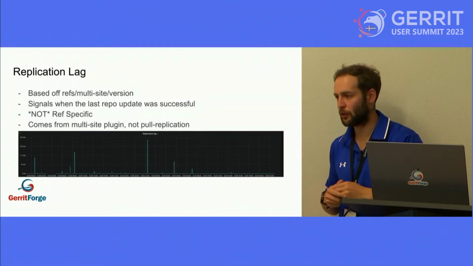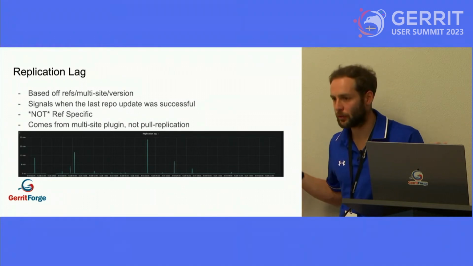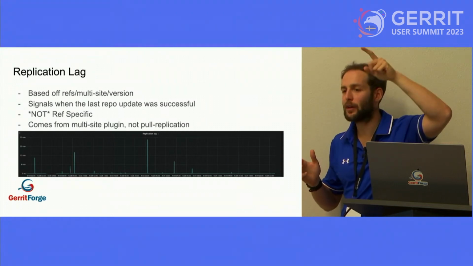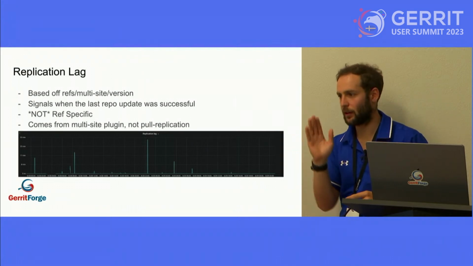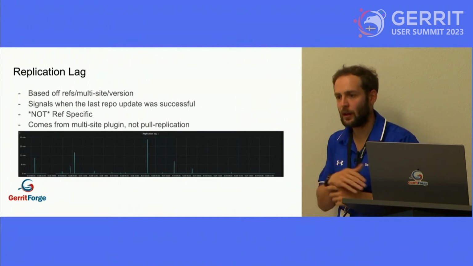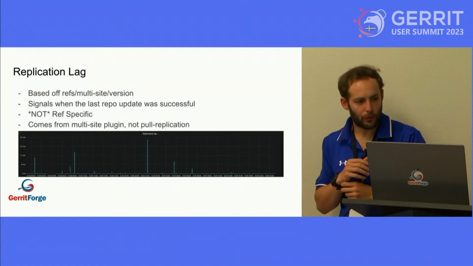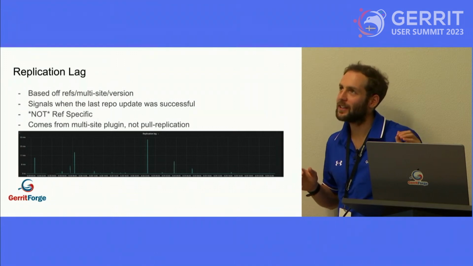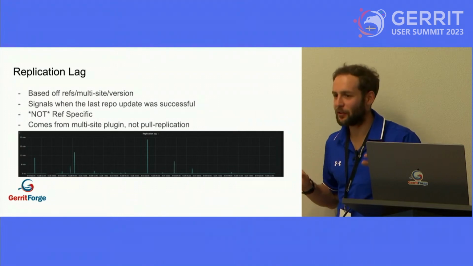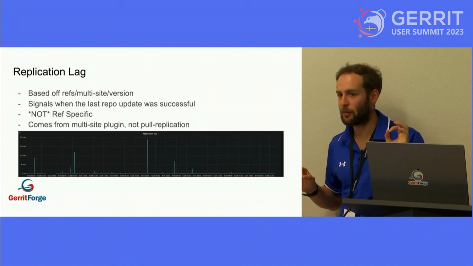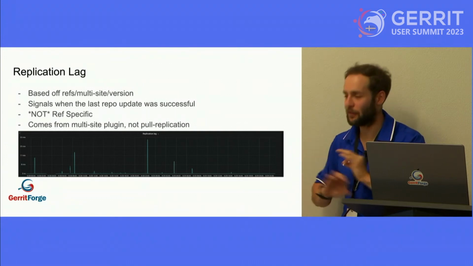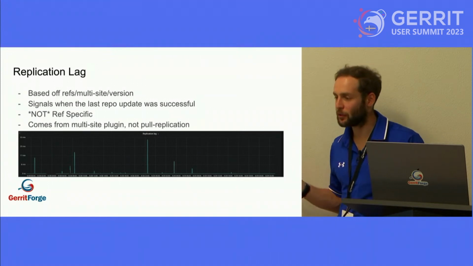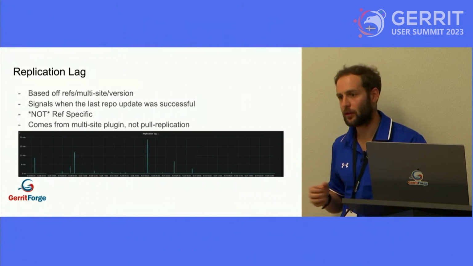Say that a repo is not updated for 3 days because nobody's pushing to it. Whenever we update it next, we will have a replication lag that will signal 3 days. But because it's a very short spike, it means it went back in sync and everything is running all right. It doesn't really tell you that everything is all right, but it tells you when something is definitely broken. If you have a high replication lag that's not coming down, definitely something is screwed on that repo. But if there's no replication lag, there could still be problems because this is not ref specific.